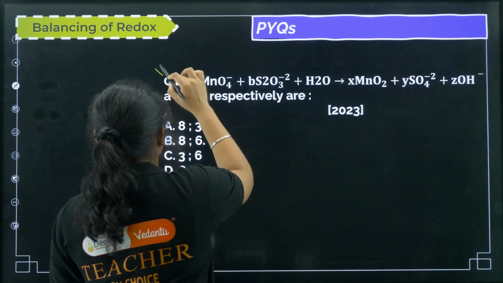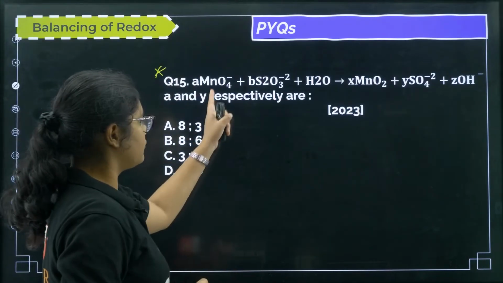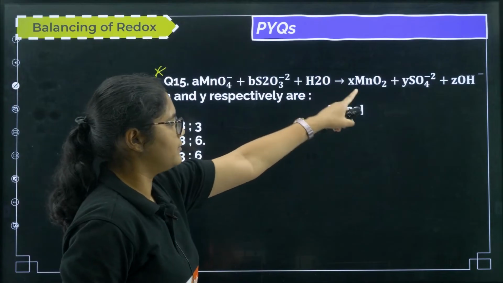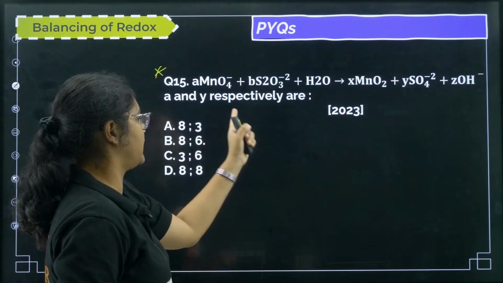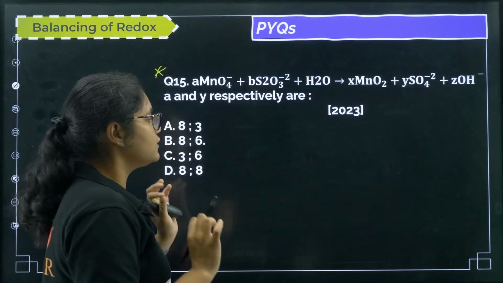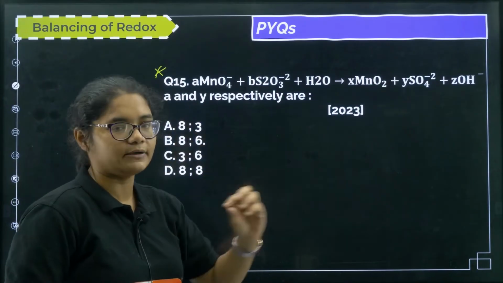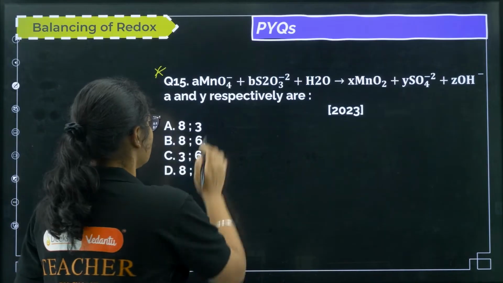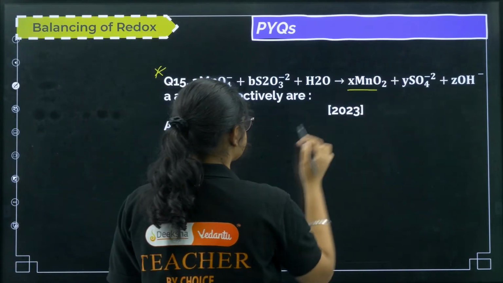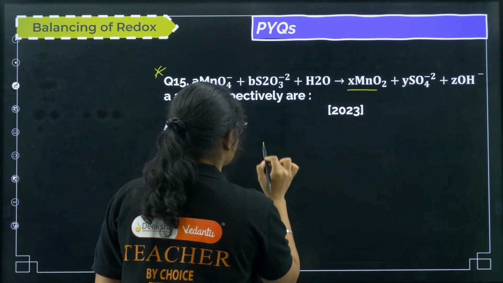Next, this is an important question about balancing. MnO4 minus plus S2O3 2 minus gives MnO2 plus SO4 2 minus in OH minus, with A and Y respectively being. So here you should be very careful and you do not have to solve the complete equation. I will be telling you how easily you can solve it. So first you can see I will take the half reaction method.